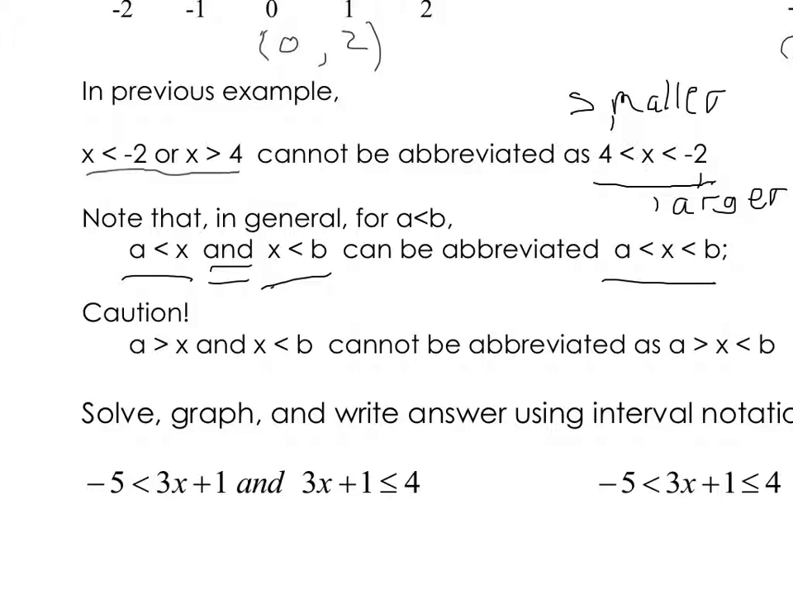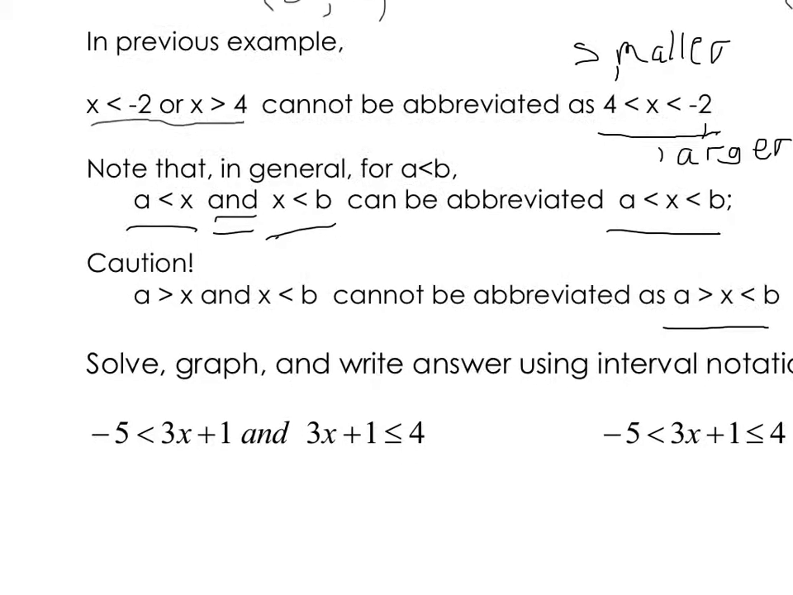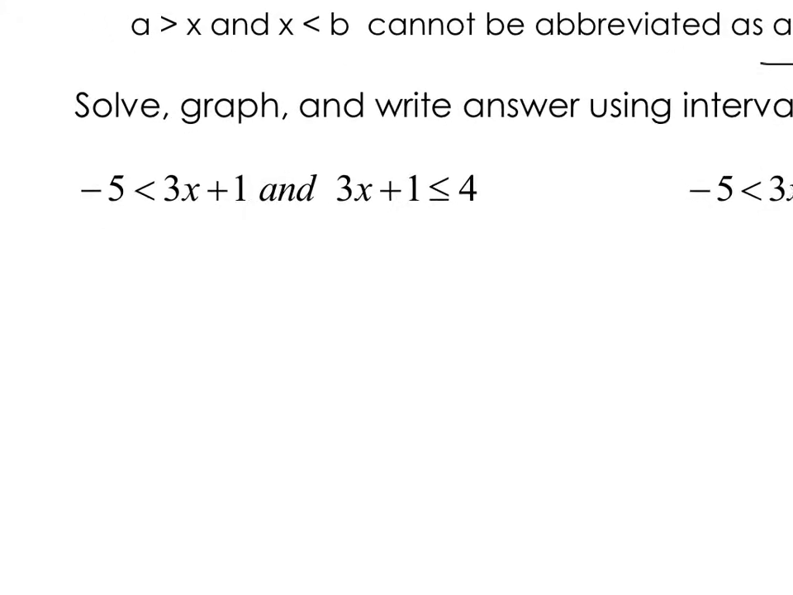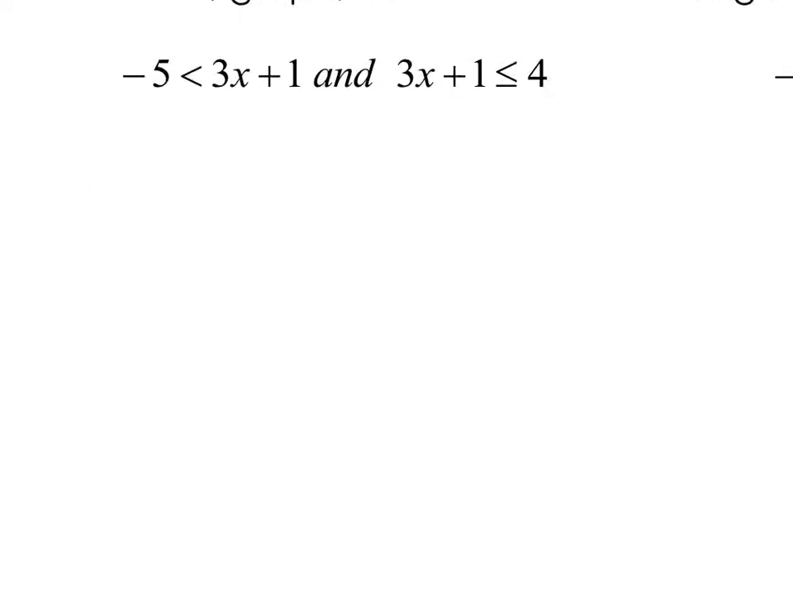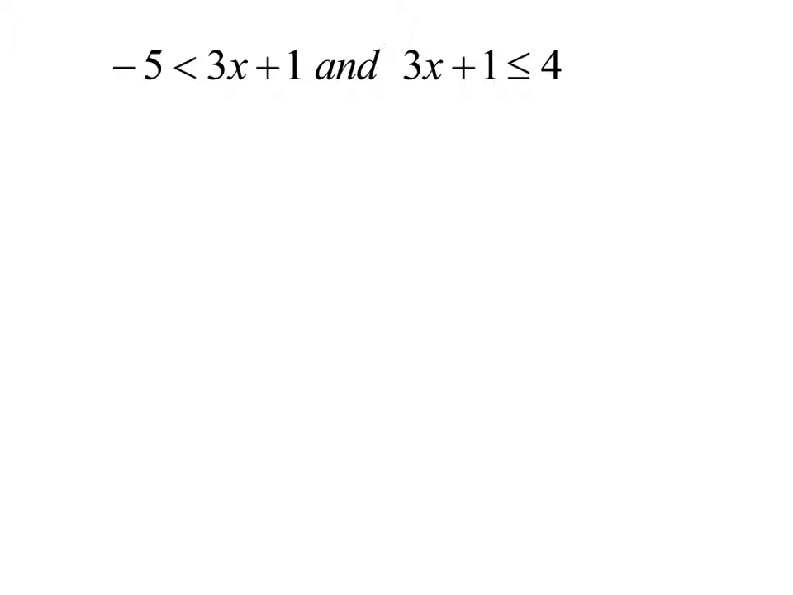So if a is greater than x and x is less than b, you can't abbreviate that as a is greater than x is less than b. You cannot have the inequalities pointing in opposite directions. It just doesn't make sense. So we have to have the smaller number on the left, and both inequalities must be less than or equal to.